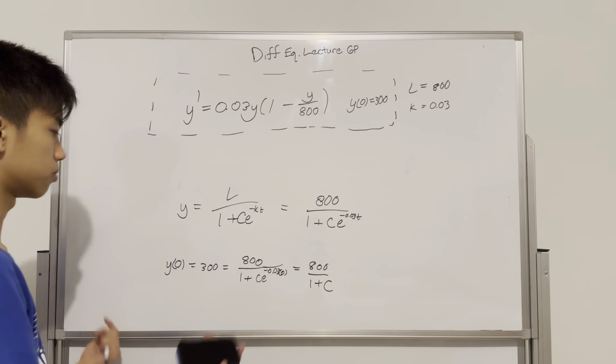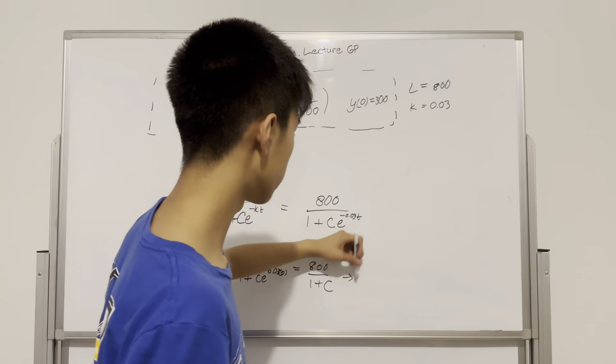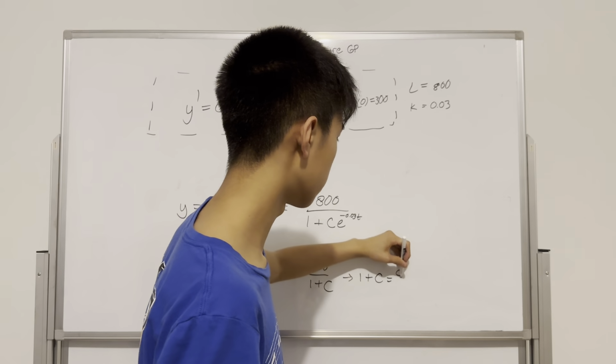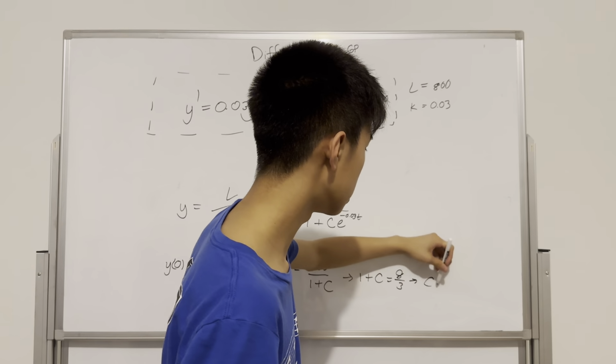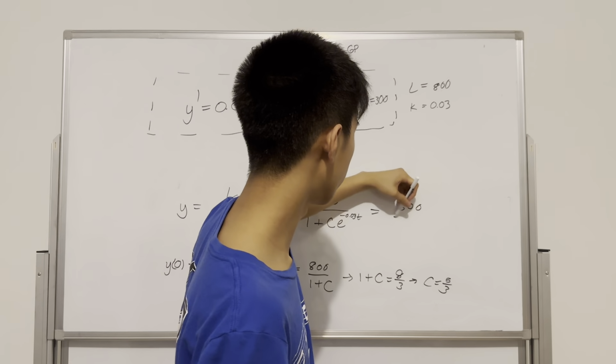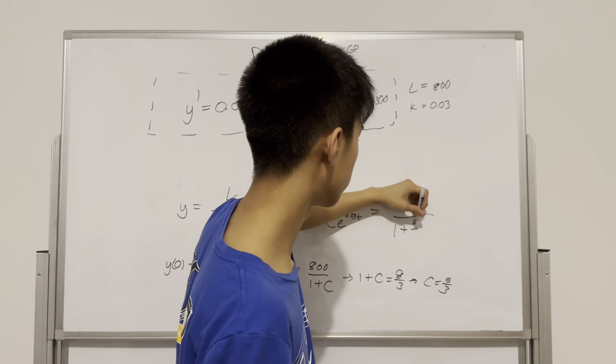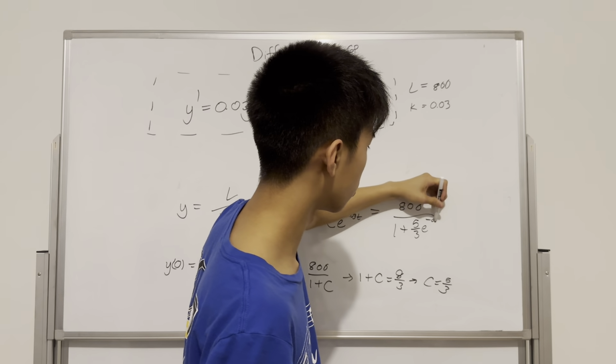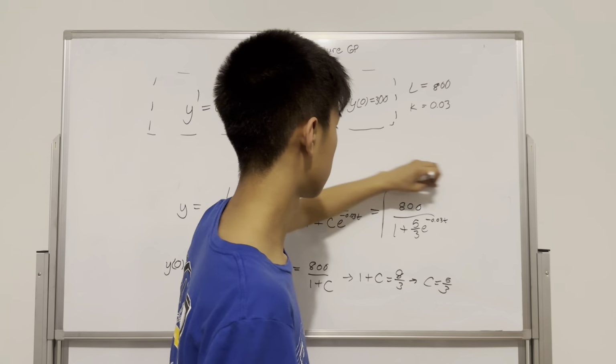Okay, so it's rather simple. We get 1 plus c equals 8 over 3. So we know c is 5 over 3. So then this becomes 800 over 1 plus 5/3 e to the negative 0.03t power.